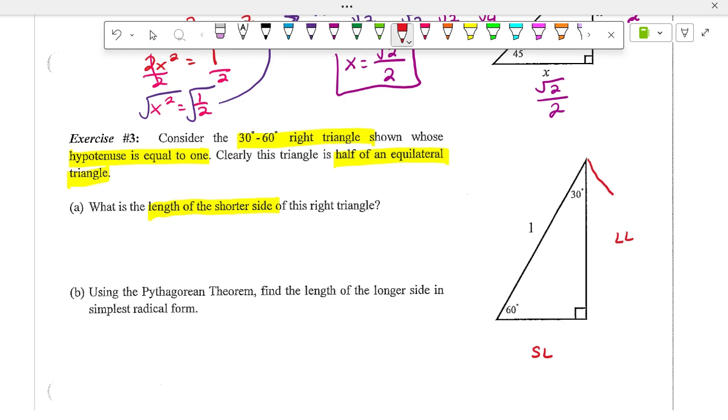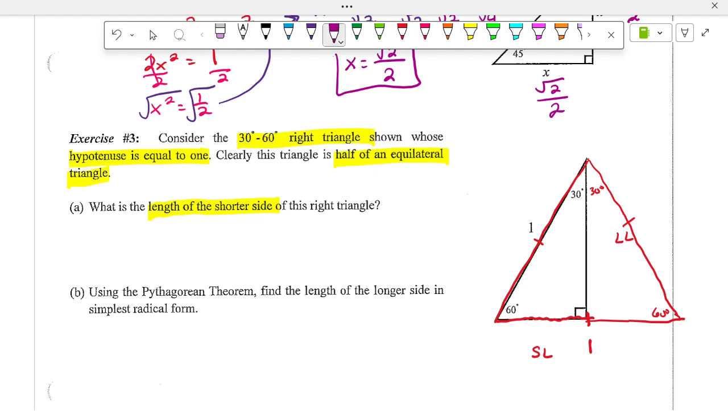Now, they said that this triangle is half of an equilateral triangle. Because remember, in equilateral triangles, all of the sides are congruent. All the angles are 60. So that's why this one would be 30, because 30 plus 30 is 60, and this one's still 60. And all 3 sides are congruent. So that means that this side would be what in the equilateral triangle? If I just look at this whole red triangle, it's an equilateral triangle, meaning all sides are congruent. So what's the length of this side? 1.